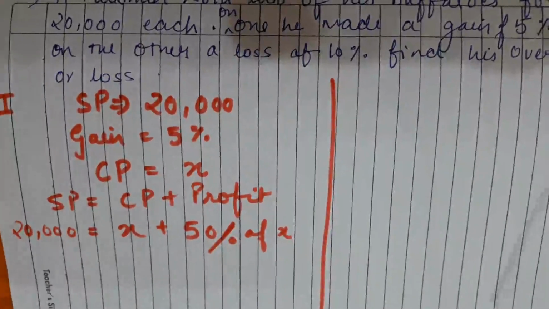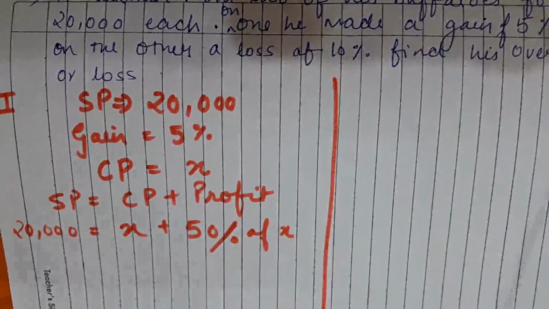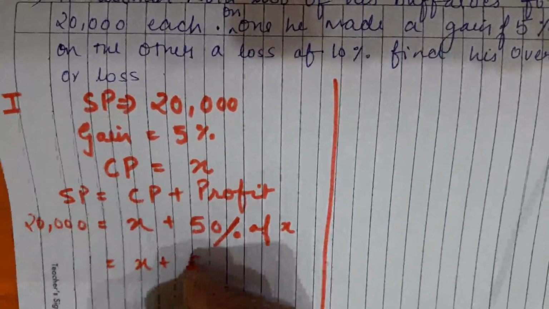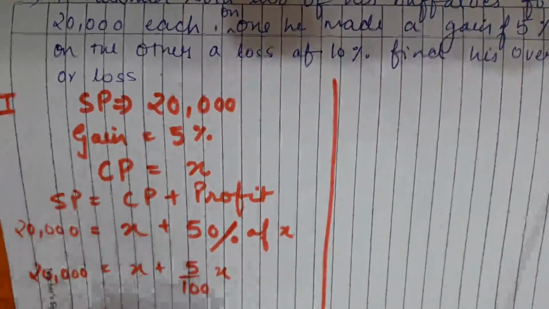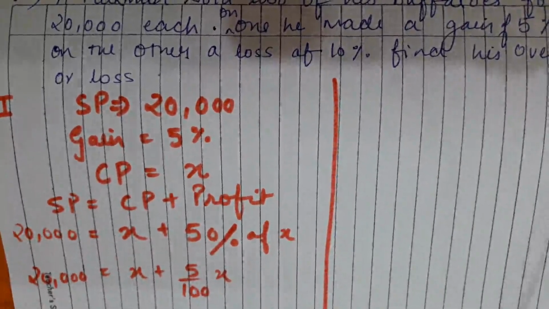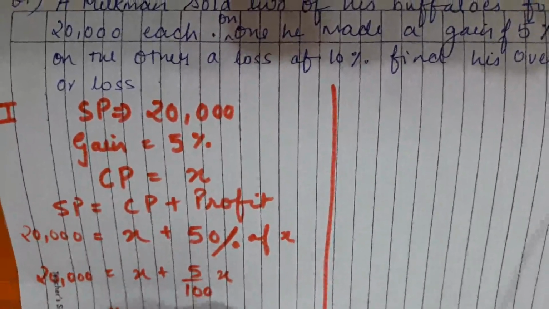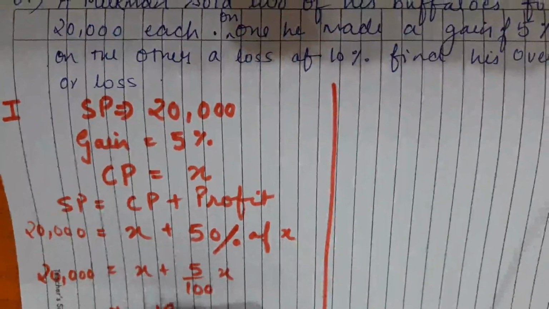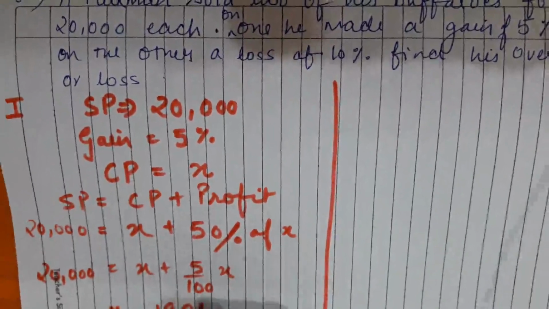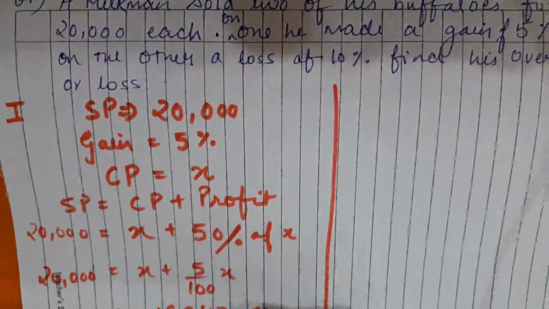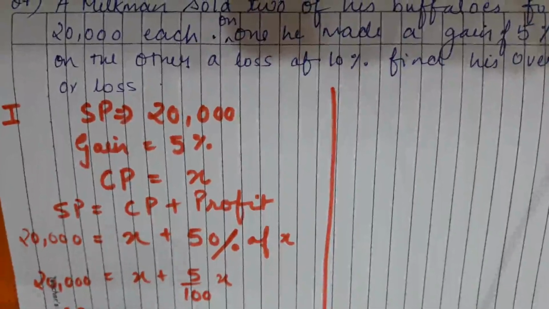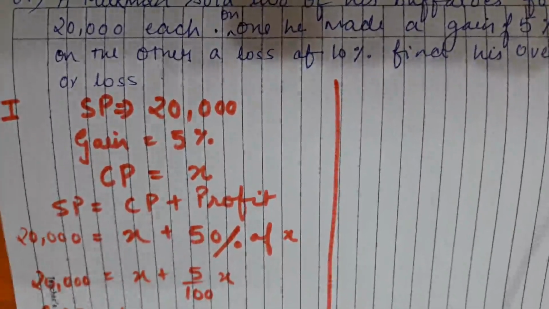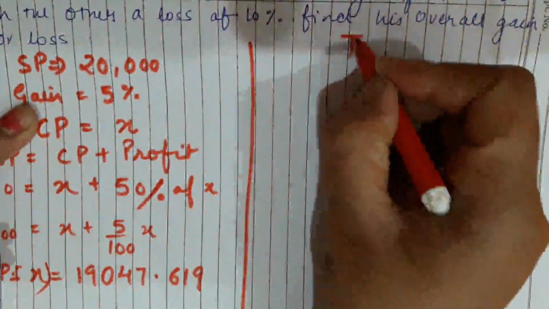With the help of this we are able to find out the cost price of the first buffalo. So X plus 5 upon 100 X equals 20,000. When you solve this particular condition you will get X equal to 19047.619. So this is the cost price of the first buffalo. Let's find out the cost price of the second buffalo.